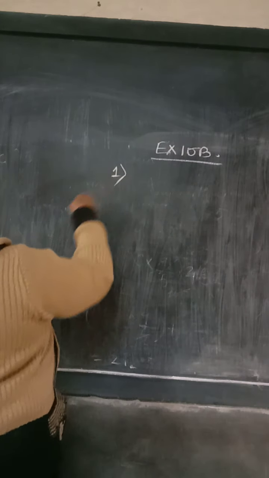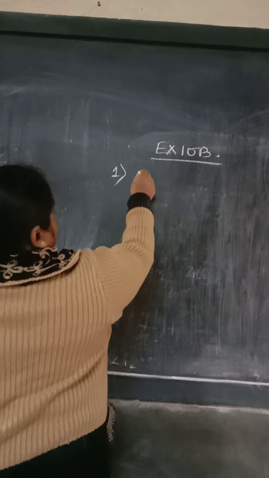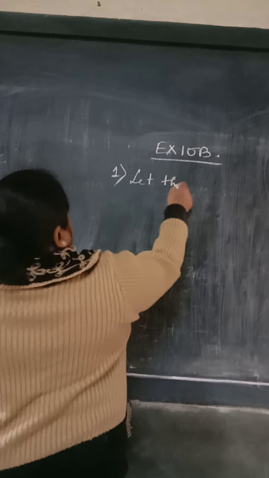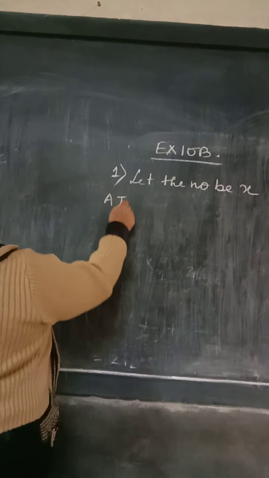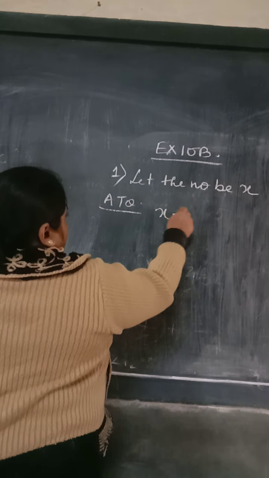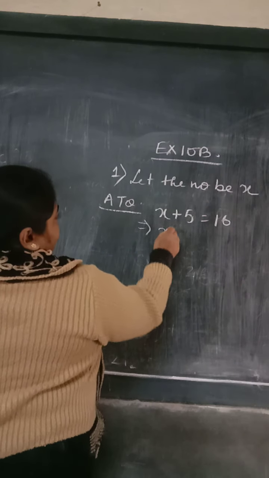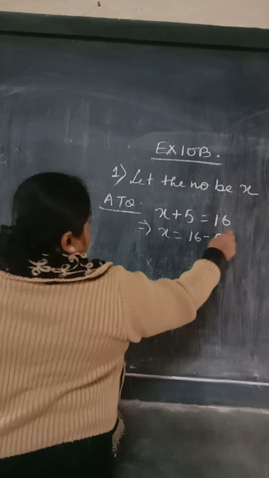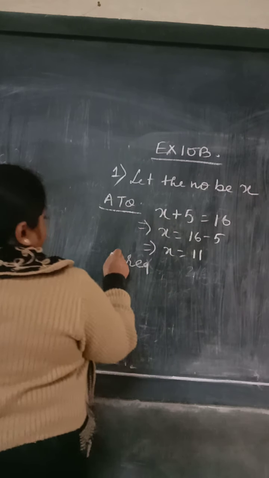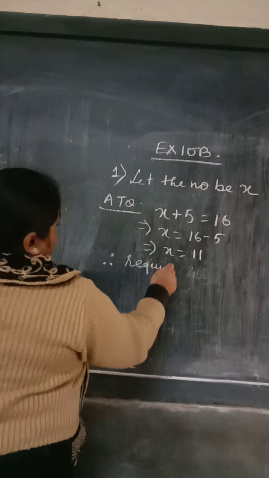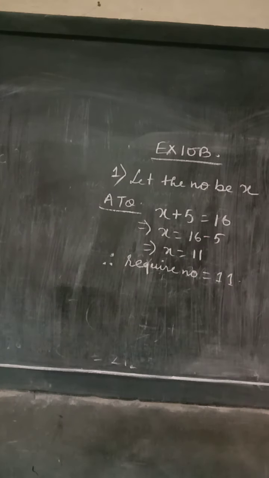Question number 1. A number increased by 5 is 16. Find the number. Let the number be x. According to the question, it is increasing by 5, so x plus 5 gives you 16. Now it is in the form of an equation. x is 16 minus 5, so x is 11. So the required number is 11.